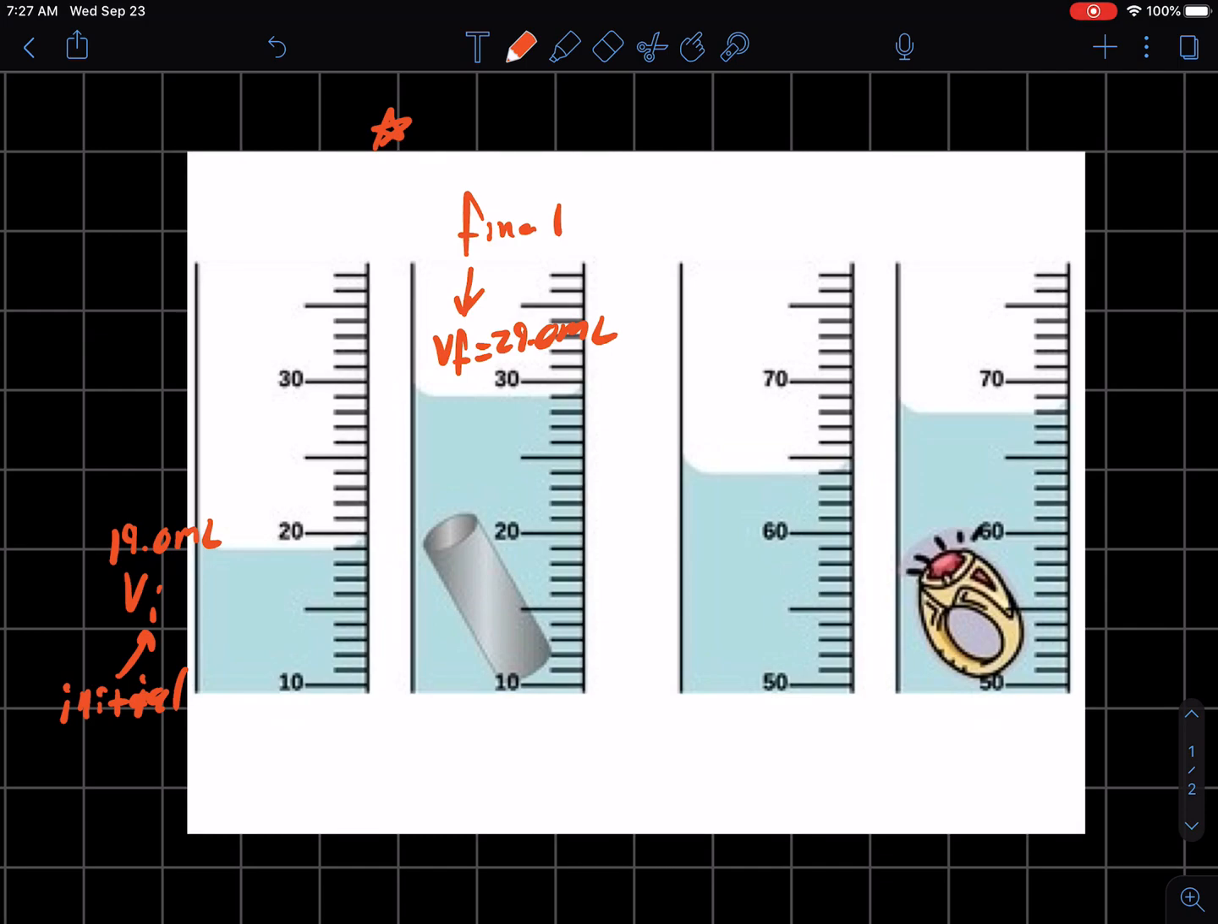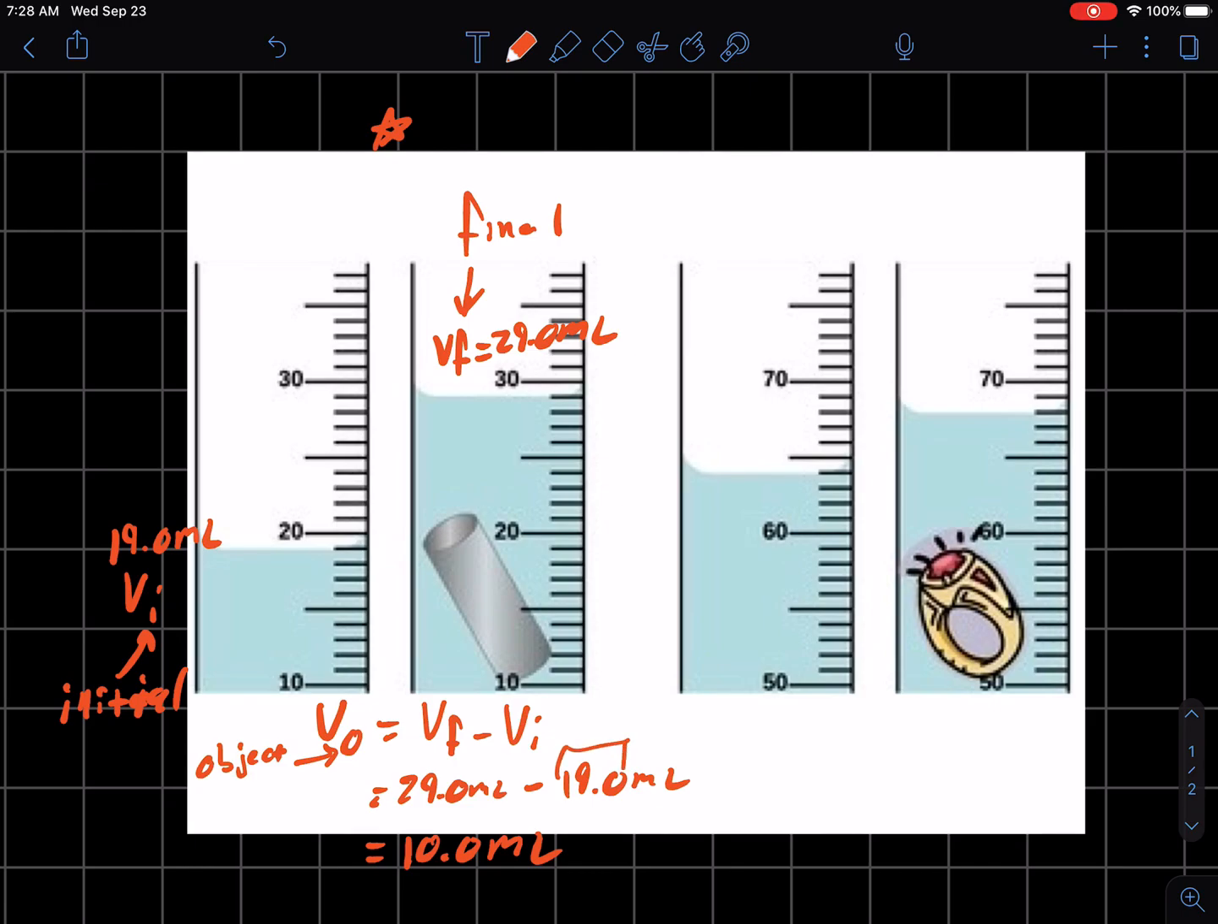So the hardest part here is going to be reading the graduated cylinders properly. After you read them properly, you're just going to go through and do VO equals VF minus VI, where VO is the volume of your object. So just start plugging away now. 29.0 milliliters minus 19.0 milliliters equals 29 minus 19, 10.0 milliliters. Be aware that you still need to have one decimal place in your answer because there is one decimal place in each of these. Your unit will be milliliters.